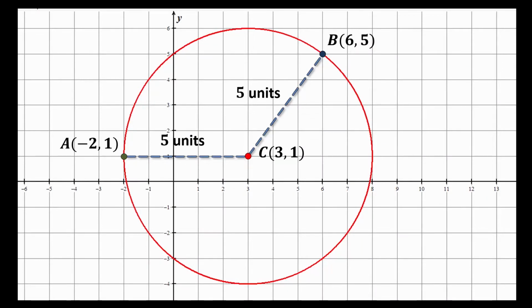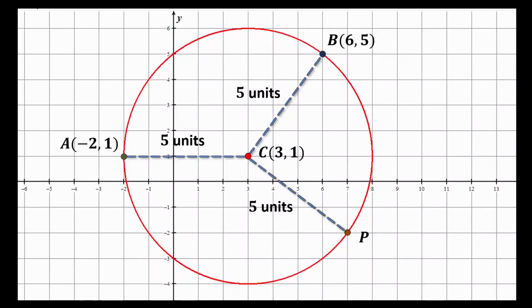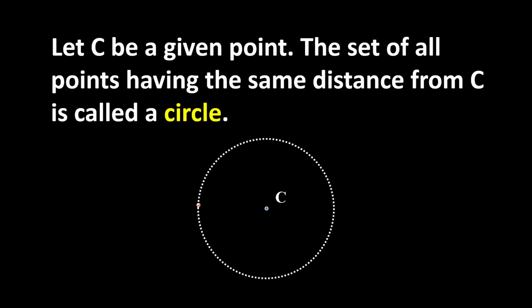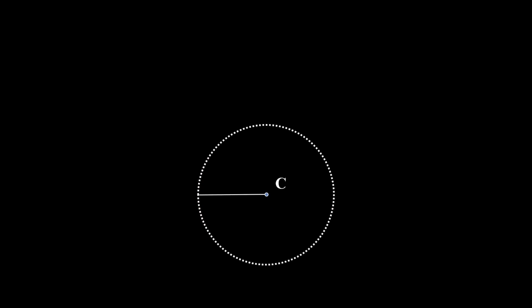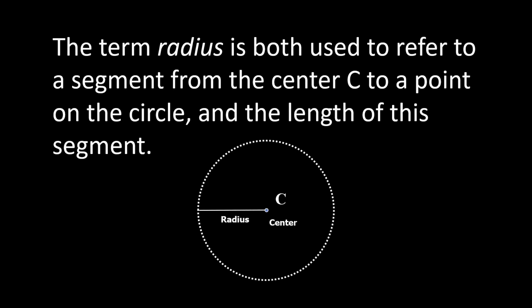We already verified that BC is 5 units. Now there are other points P such that PC is equal to 5. The collection of all such points, which are 5 units away from C, forms a circle. To formally define a circle, let C be a given point. The set of all points having the same distance from C is called a circle. The point C is called the center of the circle, and the common distance is its radius. The term radius is used both to refer to a segment from the center C to a point on the circle and the length of this segment.